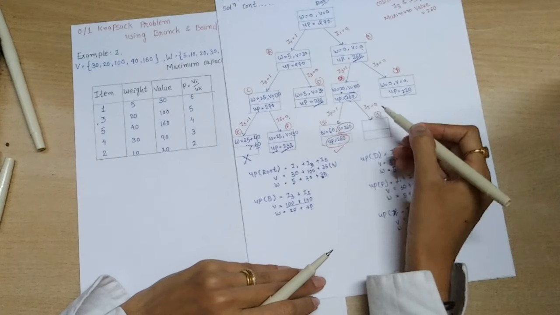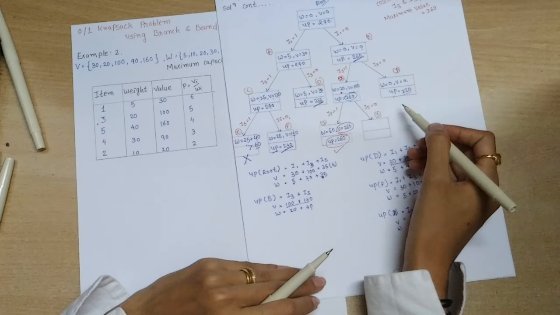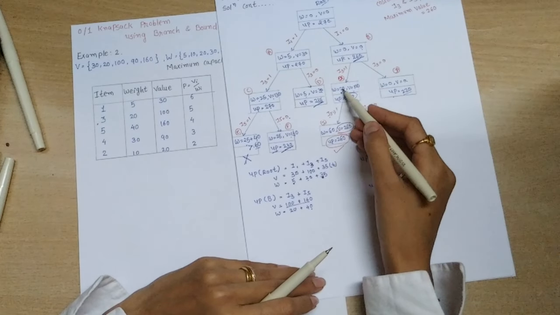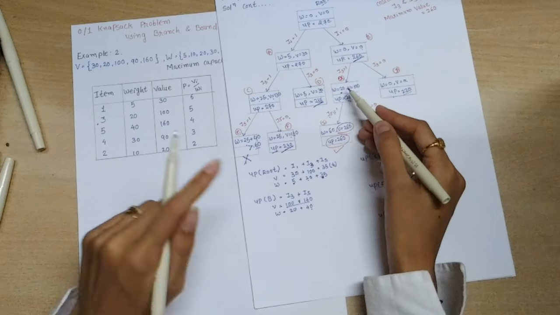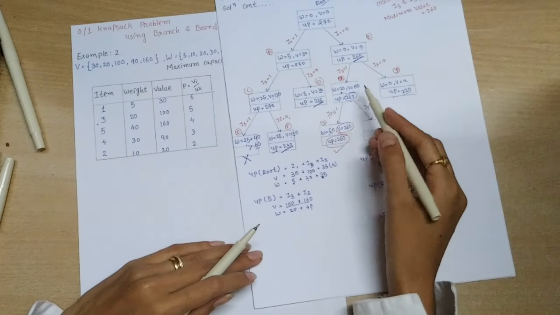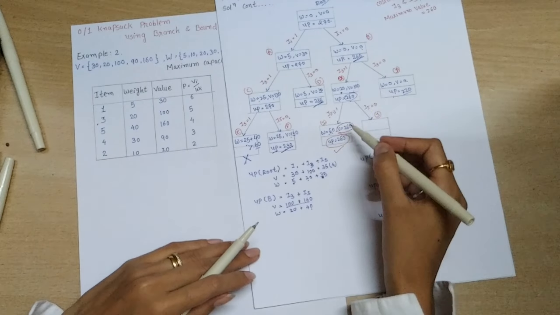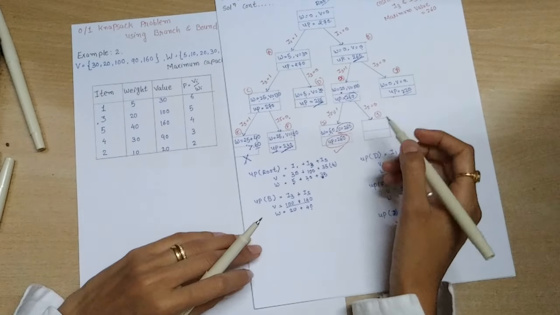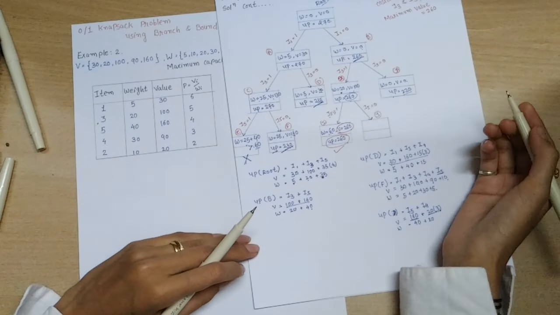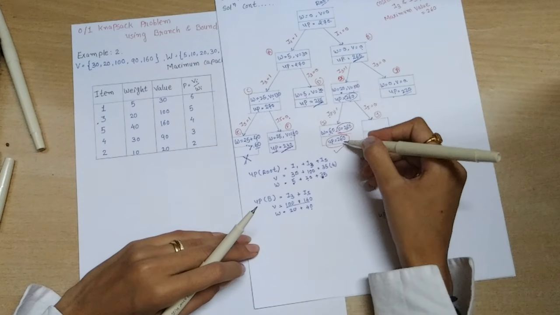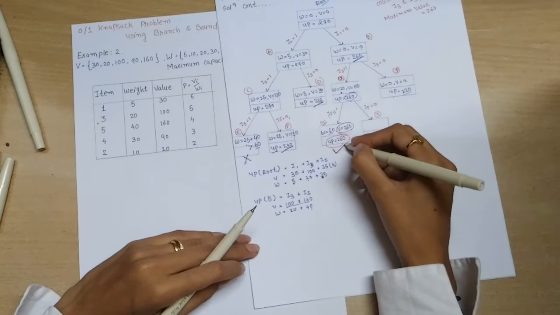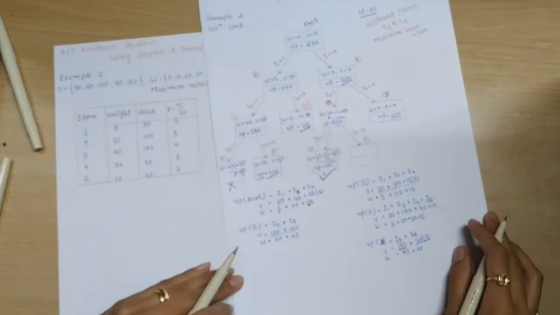Now here we are getting 260 as a maximum upper bound, so we will explore this node further with considering item 5 and not considering item 5. If we consider item 5, then weight will be updated to 20 plus 40, that is 60, and value will be 260, that is 100 plus 160. And upper bound will remain same. Here we are getting value and upper bound as same number, so this will be our final solution.